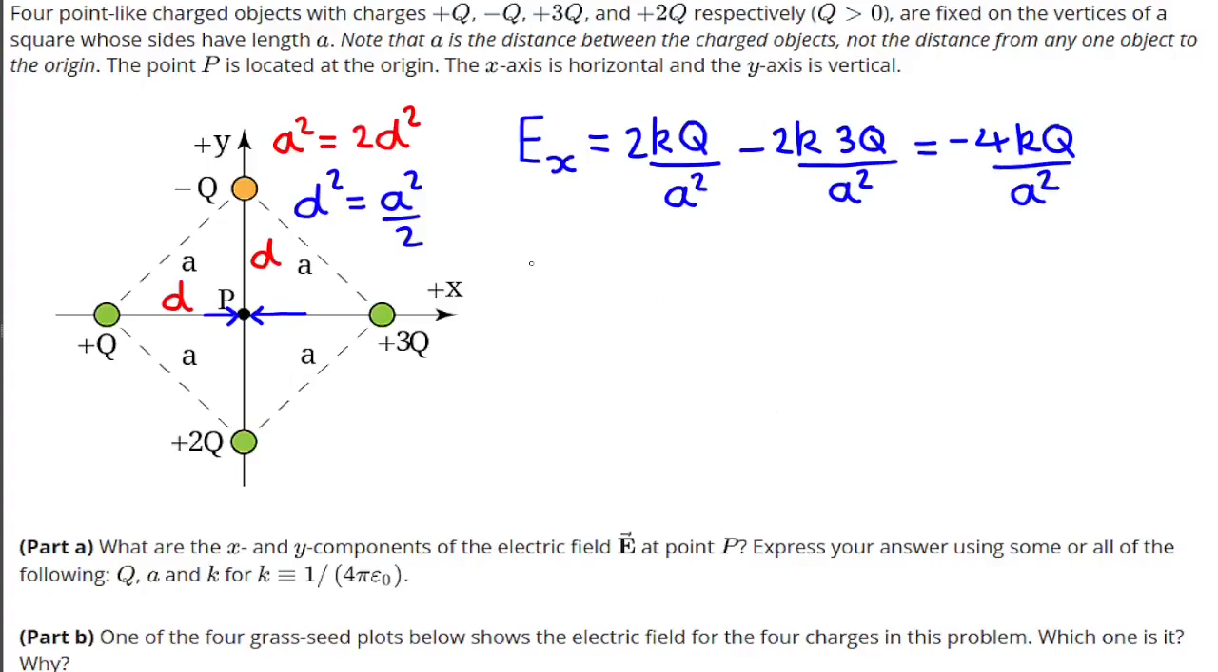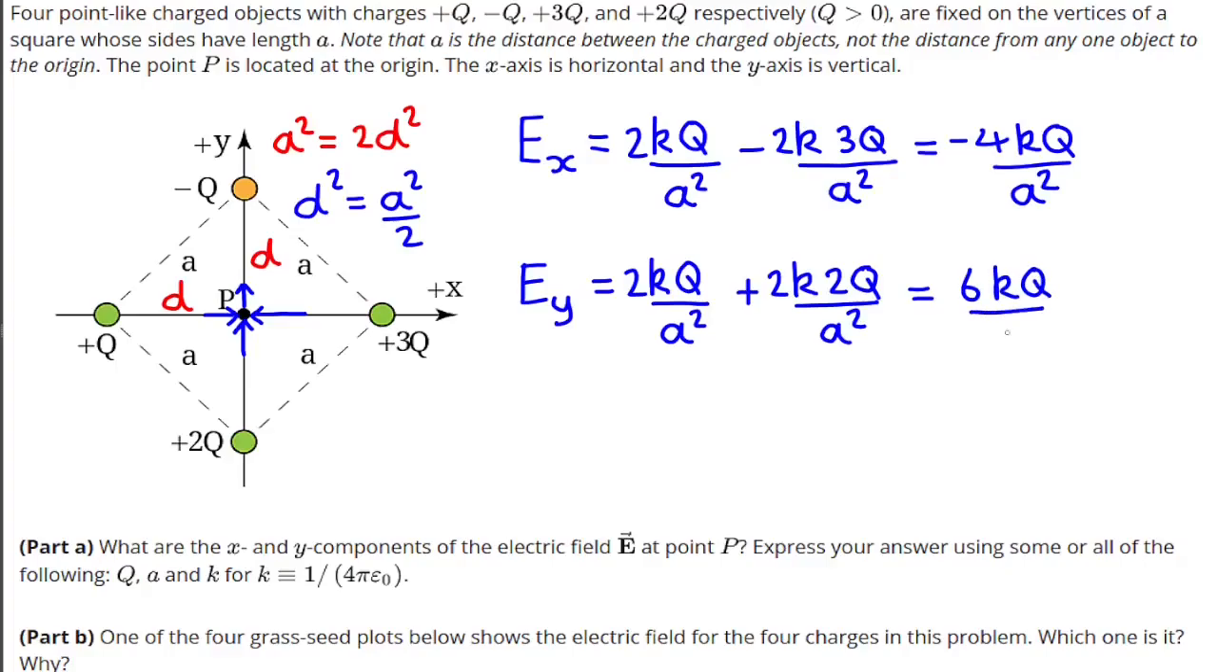And now the y component of the electric field at point P is due to these two charges, so this charge has an electric field pointing away from it, and the top charge has an electric field pointing towards it. So the electric field due to the top charge is kq on the squared distance, which is a squared on 2, so that's pointing upwards, and the electric field due to the 2q charge also points upwards. So we have k by 2q on the squared distance to point P, which is a squared on 2. So what we get is 6kq on a squared.